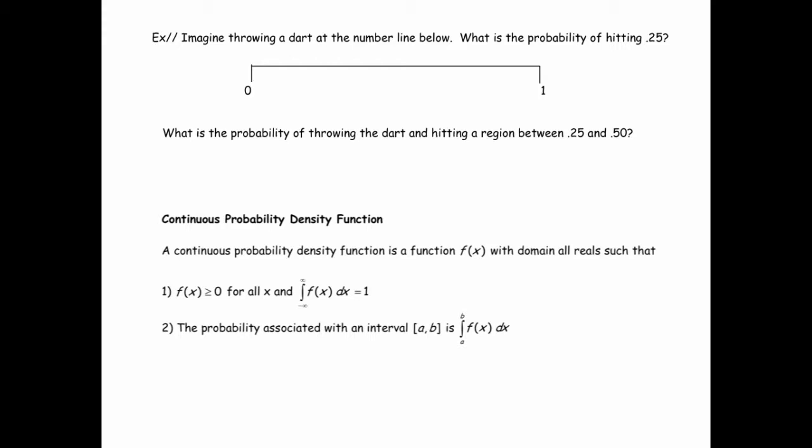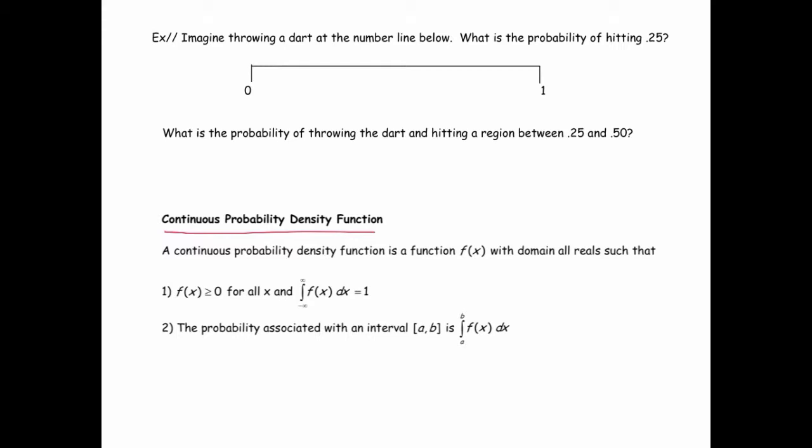One immediate application of calculus is in probability, in particular continuous probability density functions, which we'll define in a second. But before I do that, I just wanted to ask a couple of questions to prime your intuitions about what we're actually doing when we find probabilities of continuous functions.